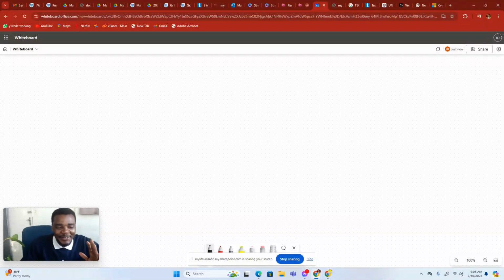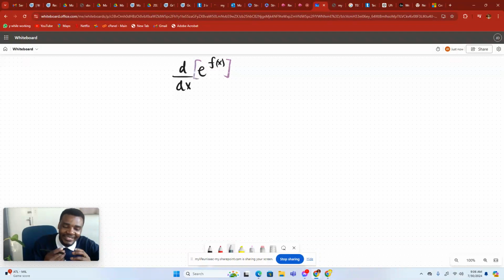So today we are going to take a closer look at the derivative of e to the power of f of x. We call this an exponential function. So how do we differentiate e to the power of a certain function? The process is very simple, straightforward, and quite interesting by the end of the day.